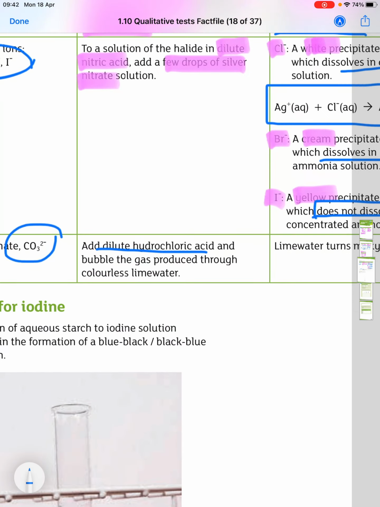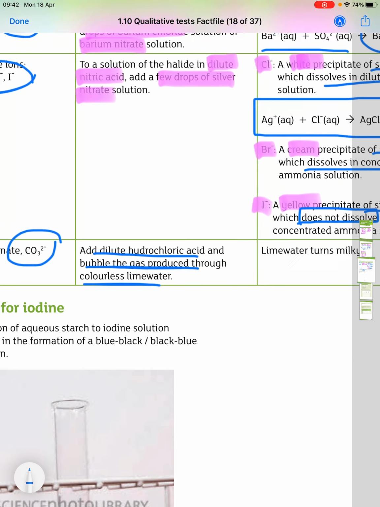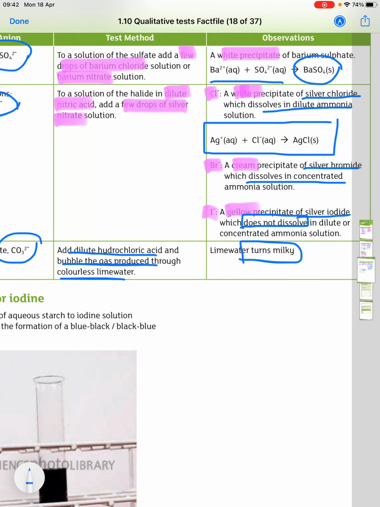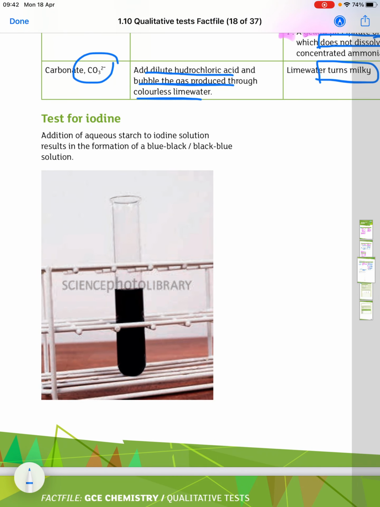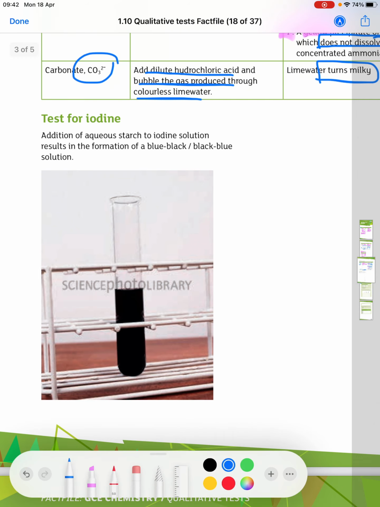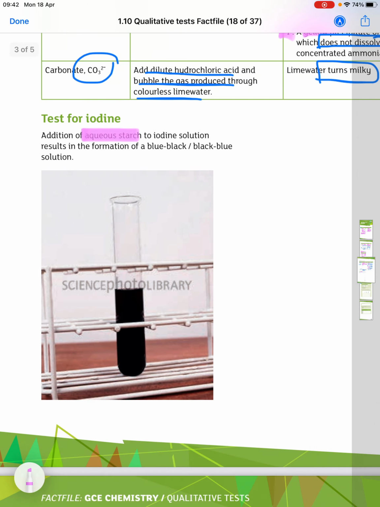For the carbonate ion, you're adding dilute hydrochloric acid and then you bubble the gas produced through colourless lime water, and the lime water turns milky because carbon dioxide is evolved. The test for iodine then is that the addition of aqueous starch to iodine solution results in the formation of a blue-black or black-blue solution.